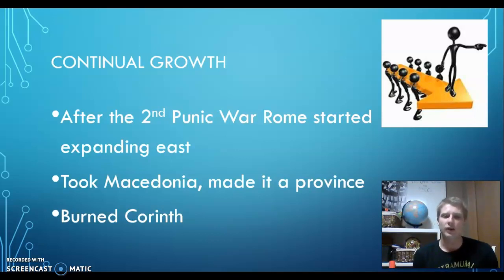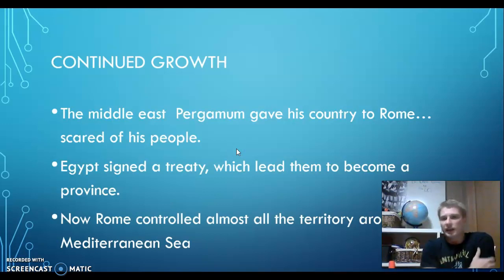But they burned it down. They continue to establish provinces. These provinces would supply the Roman government with soldiers and all these things. And so as they expand, they get more and more powerful, and soon nothing can stop them. They get to the Middle East.